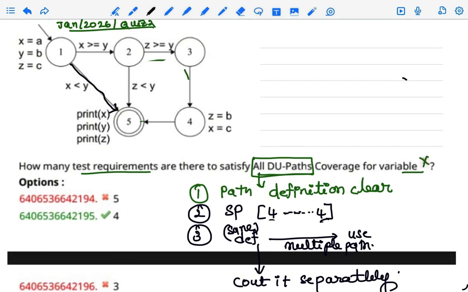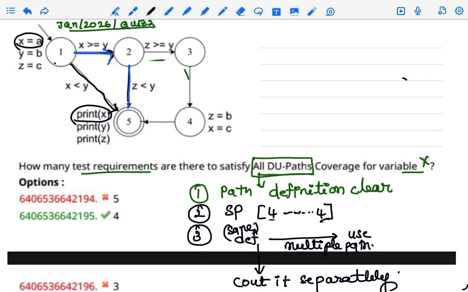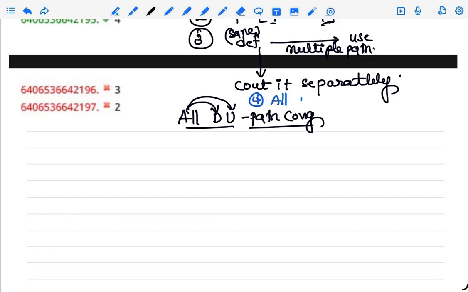1 to 5 is a path from the same definition, x equal to a, to the use, print x. You can also reach it by another path, using this blue color 1 to 5. That is the same definition and the same use, but a separate path. You consider 1 comma 5 as one path and 1 comma 2 5 as a separate path. Two different, unique simple paths.